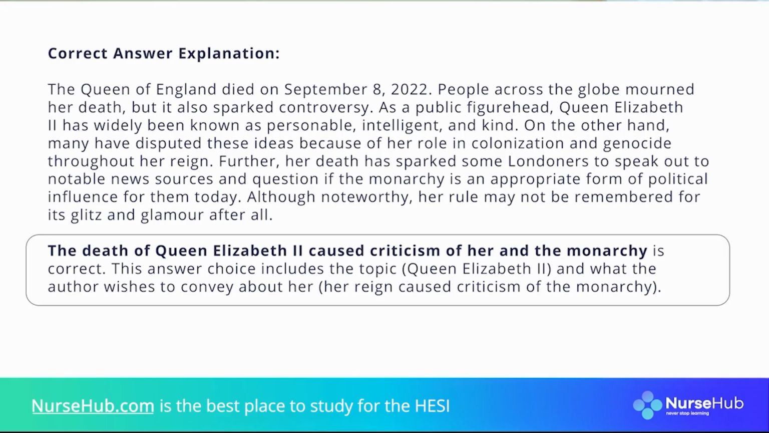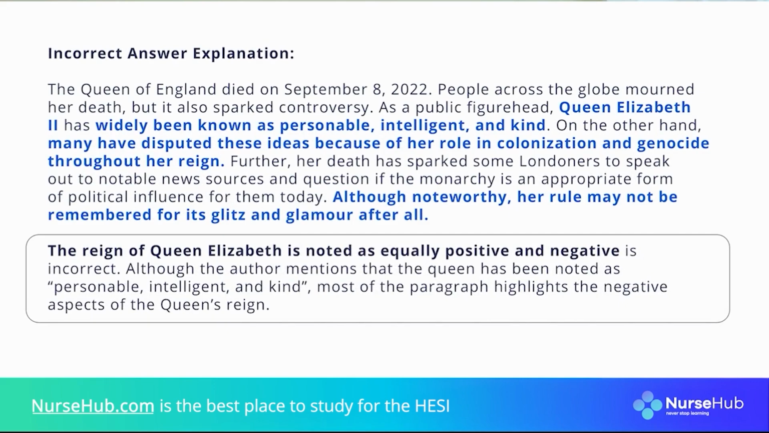Let's go ahead and dive into the incorrect answer explanations, just so you know where you perhaps went wrong, or just to give you a little bit more rationale. So this answer choice, the reign of Queen Elizabeth is noted as equally positive and negative, is just incorrect. The author does mention at the beginning, and it's highlighted on your screen, that she is personable, intelligent, and kind, but most of this paragraph really does highlight the negative aspects of the Queen's reign, so this cannot be true. This is not an equal weight of positive and negative.